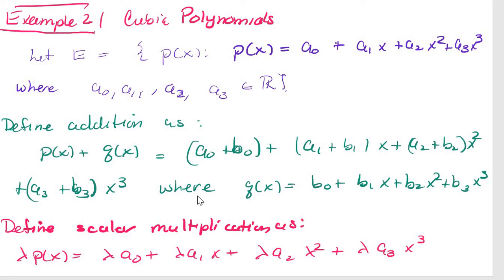But if you didn't have it, cubic polynomials. That means polynomials that are of this form, where the coefficients are real numbers, turns out to be a vector space.